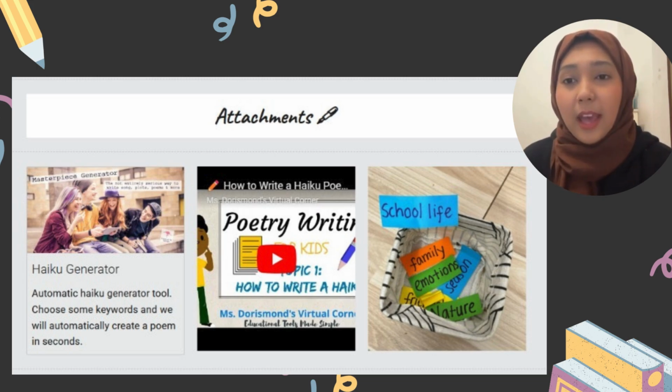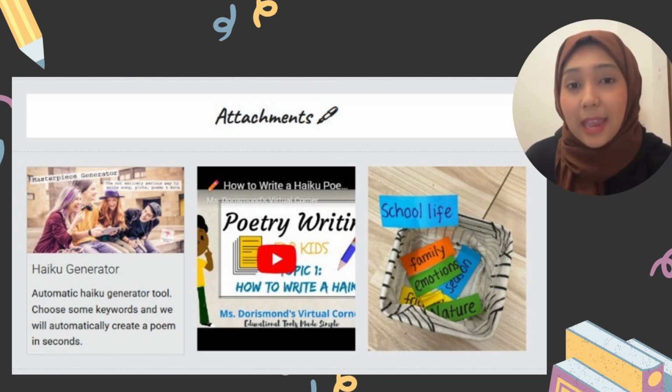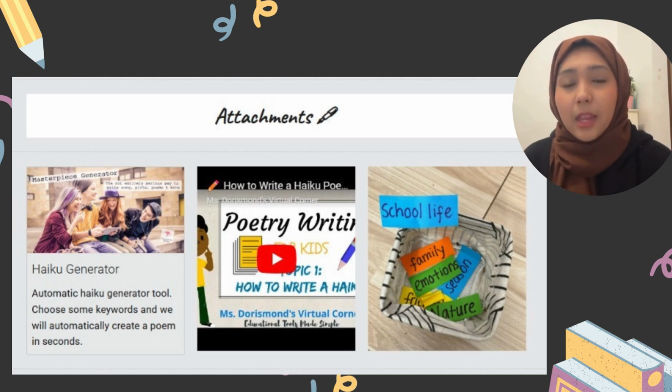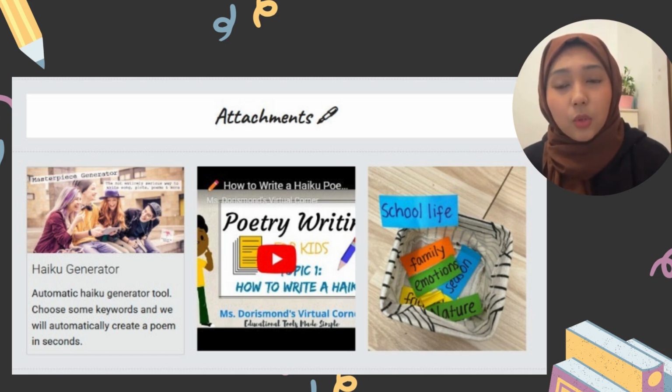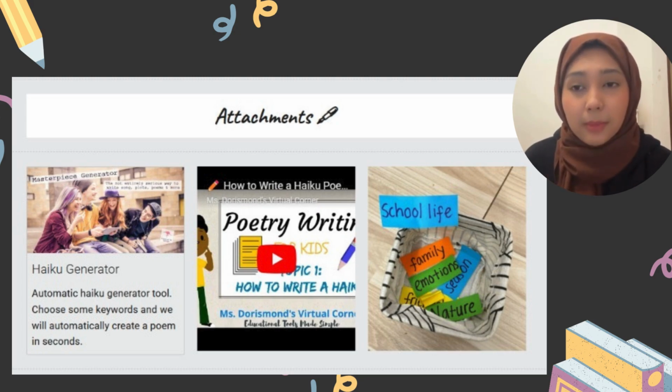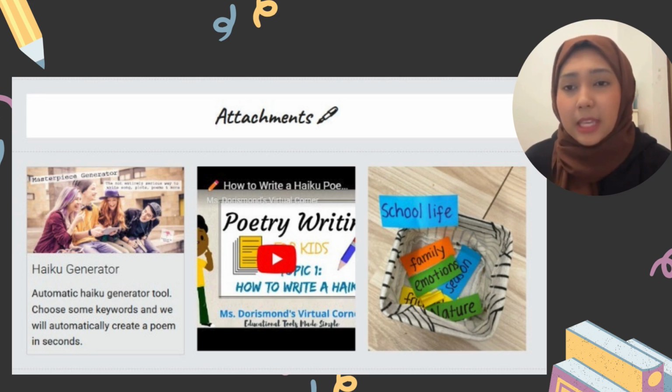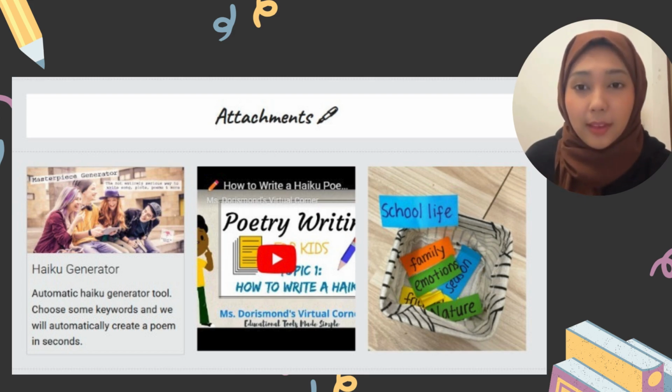And lastly, we have the teaching material for the Haiku Mystery Theme Challenge. As you can see here, there is a box filled with a few themes on slips of paper, and all the teacher needs to do is hand out the box to the students and they will pick out a random theme like school life, family, emotions, seasons, nature or friendship, etc. And the students need to create their own haiku based on the themes that they have chosen.